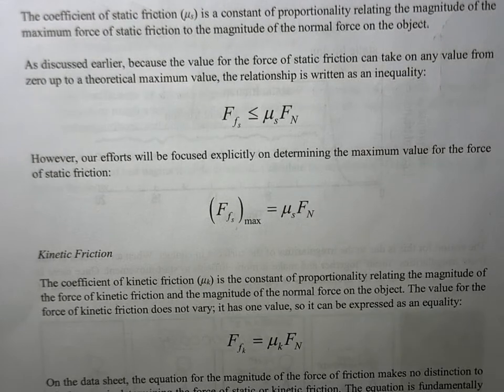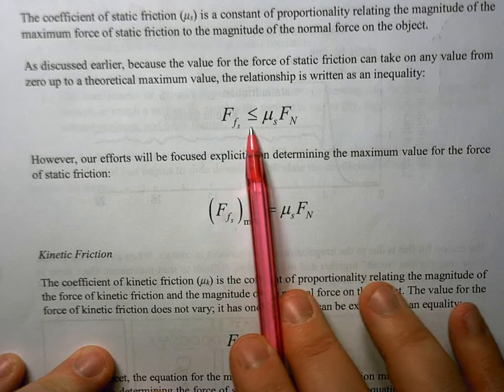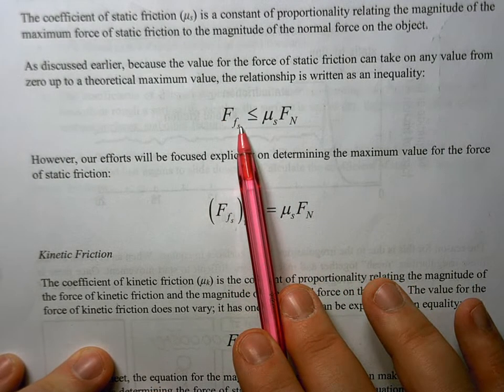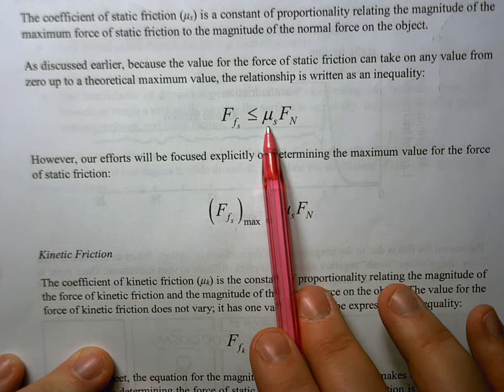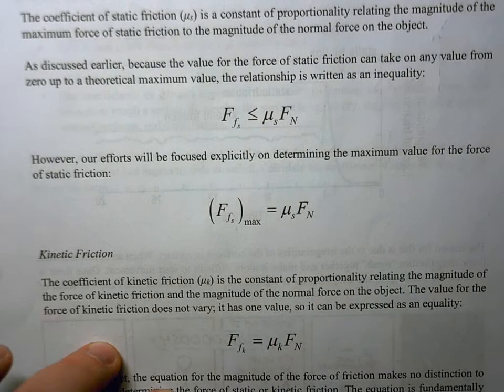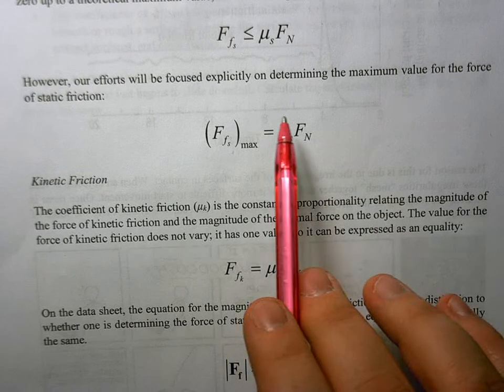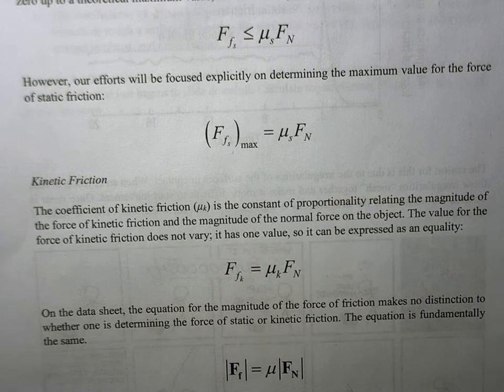Now earlier I was mentioning that the force of static friction doesn't have a fixed value. It goes from 0 up to some maximum value. So if you're studying force of static friction in a more formal context, you might see the force of static friction written like this: it's less than or equal to this coefficient of static friction times the normal force. But in high school, our efforts are mostly focused on finding the maximum force of static friction. So we're going to use an equality instead. We're going to say that the maximum force of static friction is equal to μs times Fn.